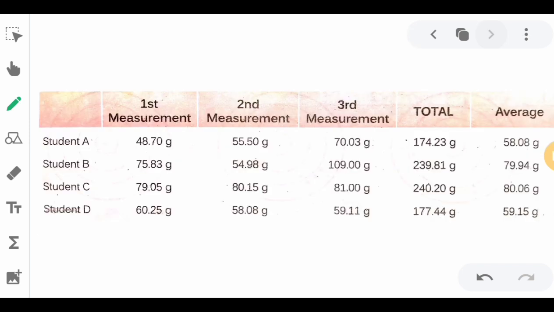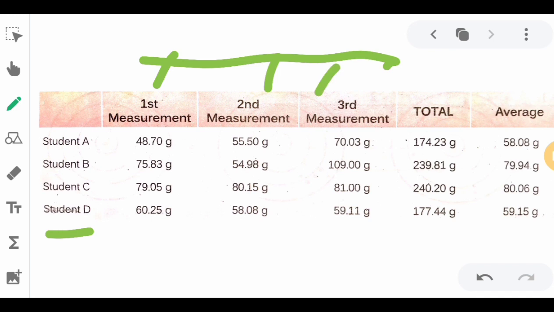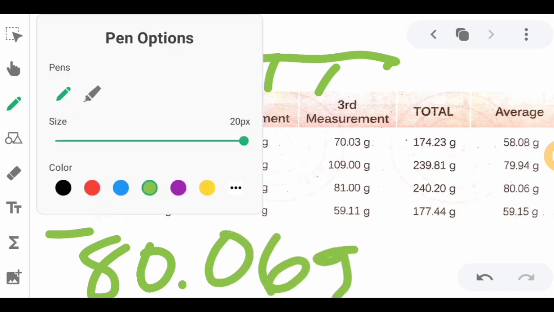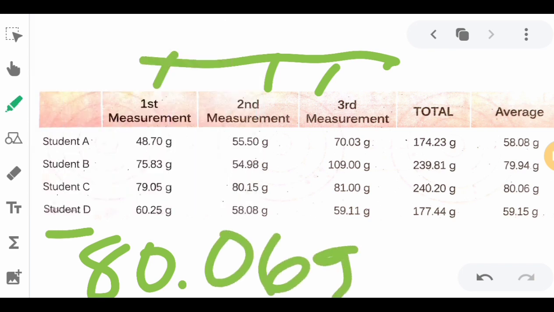Next, I have another set of data. Four students need to measure how much of an unknown substance should be put in their experiment. Let's say this is sodium chloride or table salt. They perform 3 measurements, or trials: first measurement, second measurement, and third measurement. We have to determine whether their measurements are precise, accurate, or not, given that the standard measurement of the unknown substance is 80.6 grams. I'll write that up. The standard measurement is 80.06 grams.